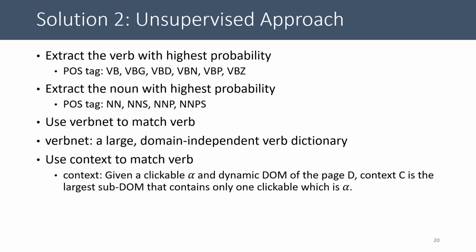After we get the PCFG, we extract the verb with the highest probability and the noun with the highest probability. When there is no verb recognized by the POS-tag analysis tool, we use VerbNet, which is a large domain-independent verb dictionary, to match verbs. If VerbNet still cannot detect the verb, we will make use of the context of the clickable to find the verb.